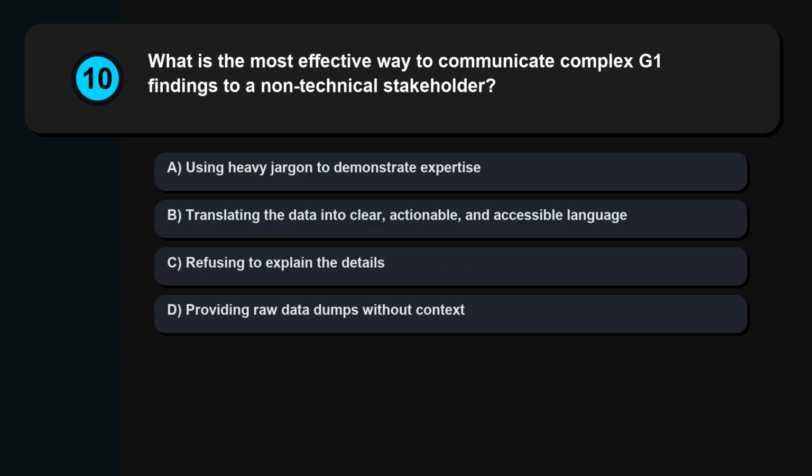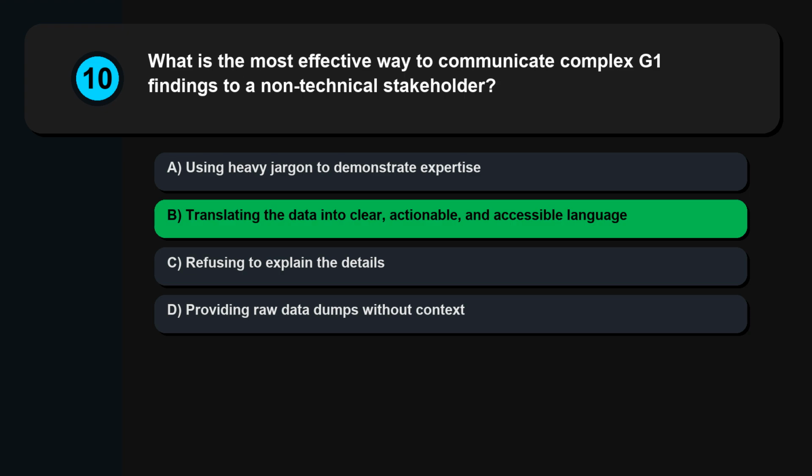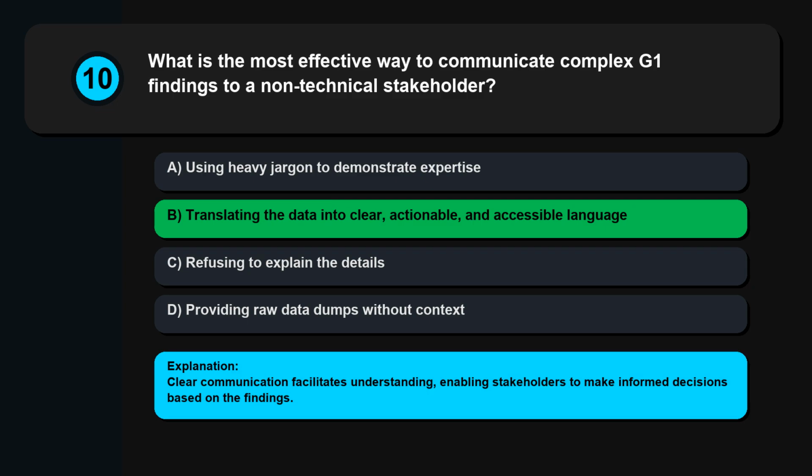Question 10. What is the most effective way to communicate complex G1 findings to a non-technical stakeholder? Using heavy jargon to demonstrate expertise. Translating the data into clear, actionable, and accessible language. Refusing to explain the details. Providing raw data dumps without context. Clear communication facilitates understanding, enabling stakeholders to make informed decisions based on the findings.